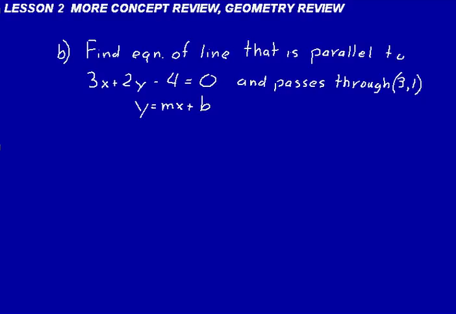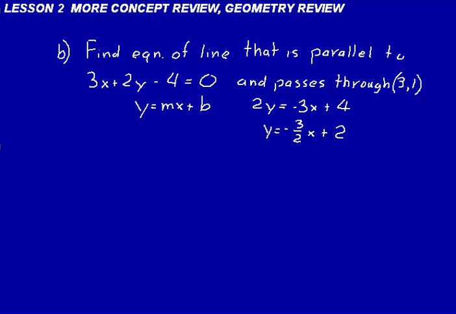So why don't we get this general form that they've given us in slope-intercept form, y equals mx plus b form. And so we'll say 2y is equal to minus 3x plus 4. Divide everything by 2, and we'd have y equals minus 3/2 x plus 2. So the slope is minus 3/2.